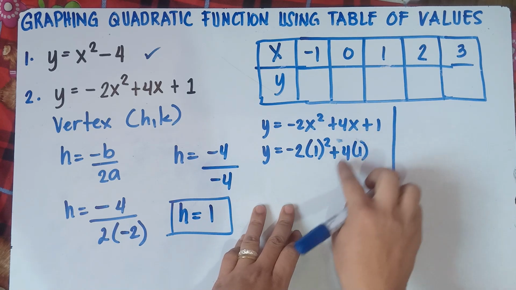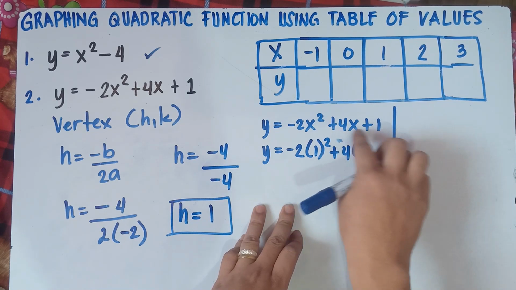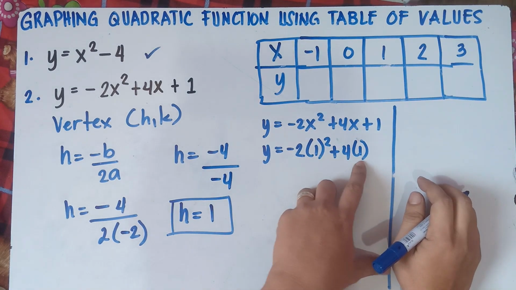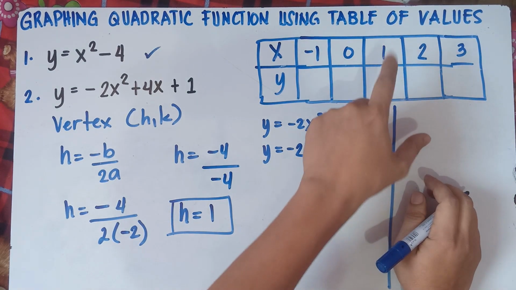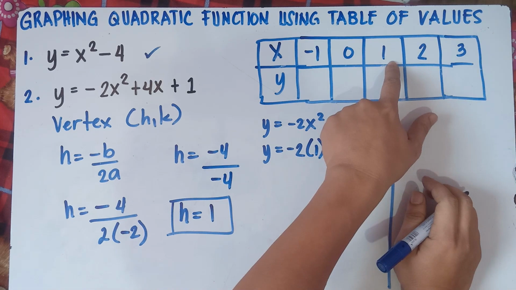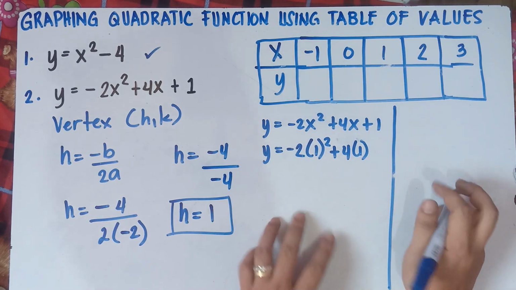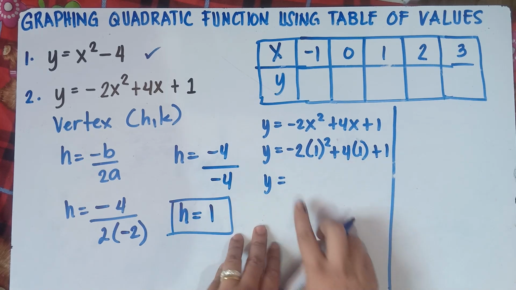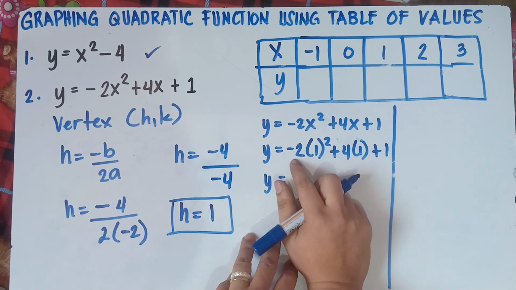So we have 4x, it means 4 times x, or 4 times 1. Once again, you might be confused: sir, where did you get 1? The 1 here, class, is our x value. Simply substitute these x values for you to get the y values. Then plus 1. So this will be y equals, again, do not multiply negative 2 and 1.